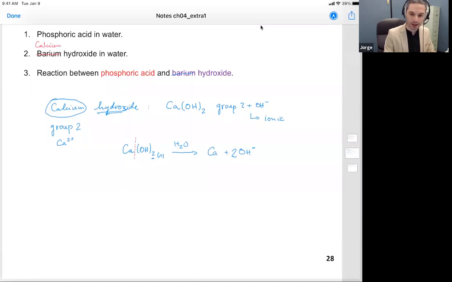Now look at the charges. We have 2 negative charges that have to be counterbalanced by the 2 positive charges on calcium. Now that they are dissolved in water, we have to show aq for the ions.